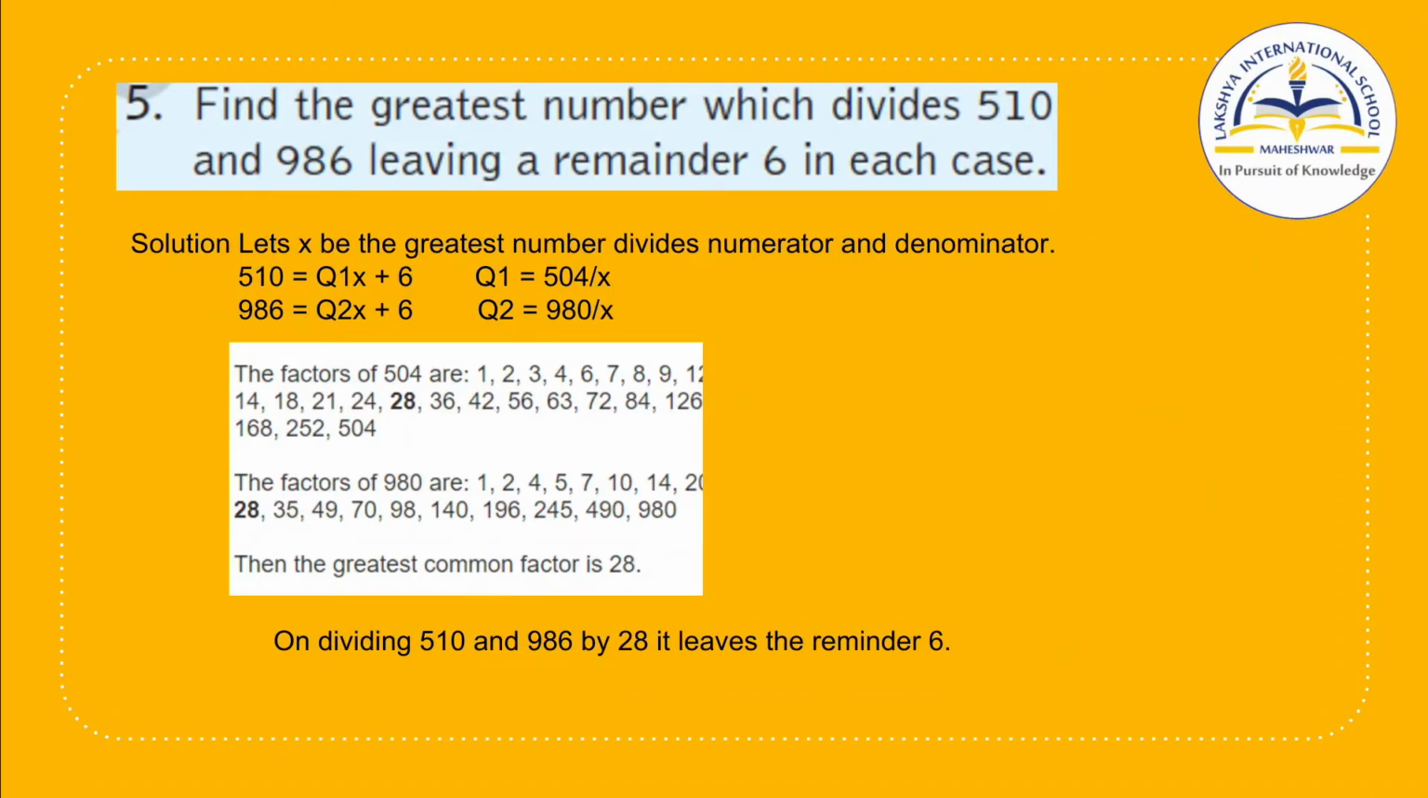So we have written all the factors. Now the greatest common factor is 28. So 28 is the highest common factor. Now on dividing 510 and 986 by 28, it leaves the remainder 6. 510 divided by 28, we get remainder 6. 986 divided by 28, we get remainder 6. So we have found the greatest number which divides both and leaves remainder 6. So this is our answer, that is 28.